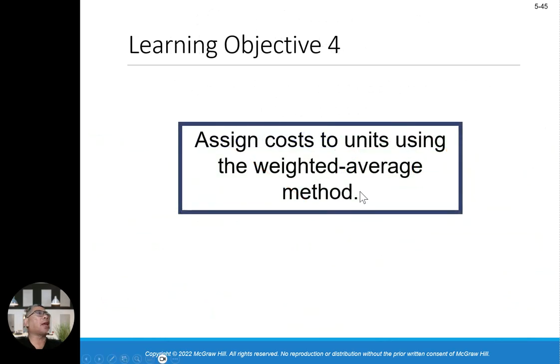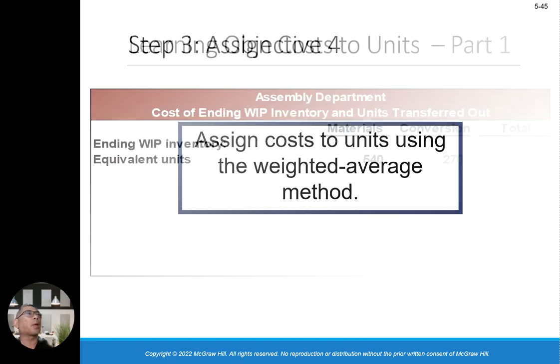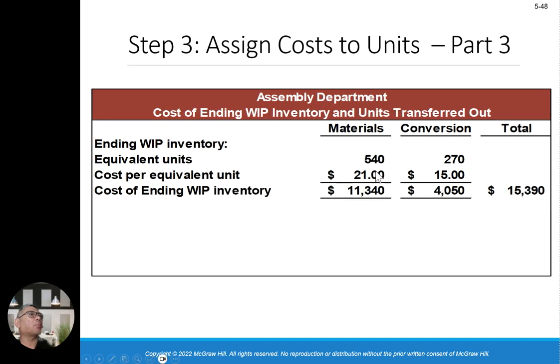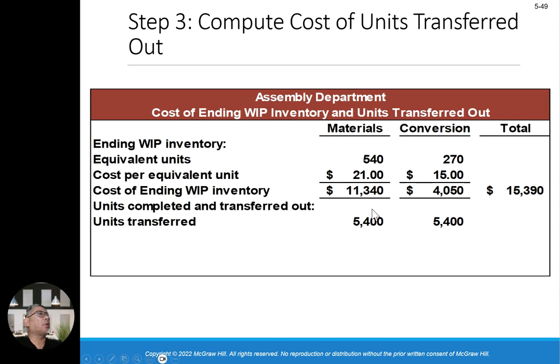Let's assign costs using the weighted average method. Let's look at this one. All right, ending work in process inventory equivalent units is 540, conversion 270. Then you have these numbers, $21 and $15. Okay, then you multiply: 540 times 21 gives 11,340, and 270 times 15. You get 15,390. Okay, then you have transferred units 5,400.